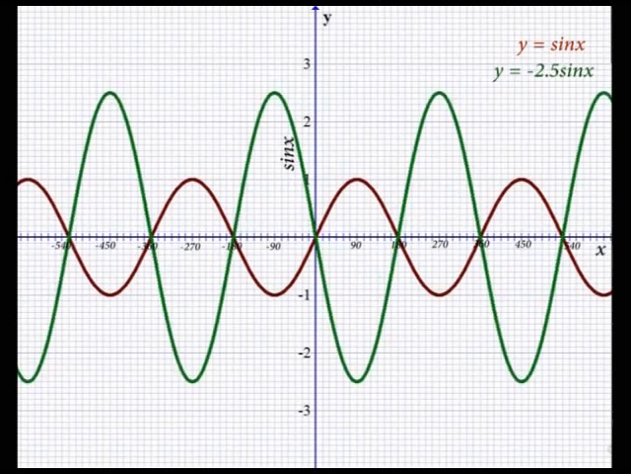If we multiply by a negative number but greater than 1, we will see both changes. We will see a reflection about the x-axis, and we will also see a stretch or compression. In this case, multiplying by negative 2.5, we have a reflection and a vertical stretch by a factor of 2.5.